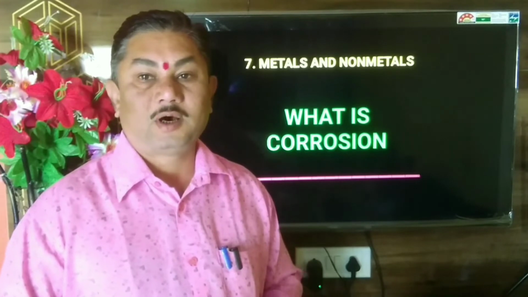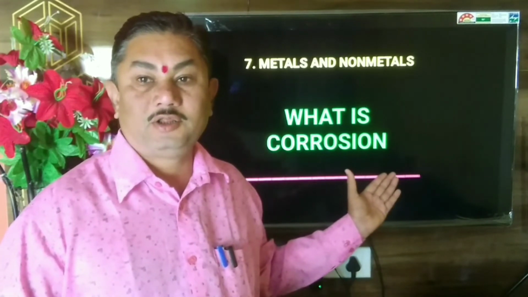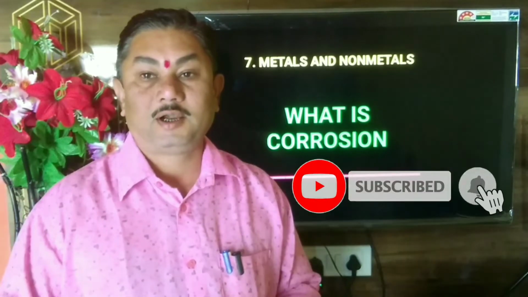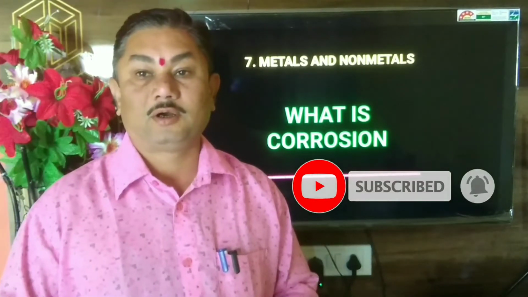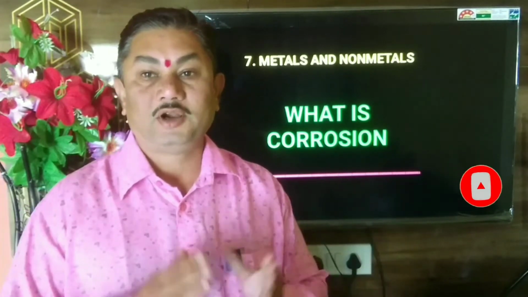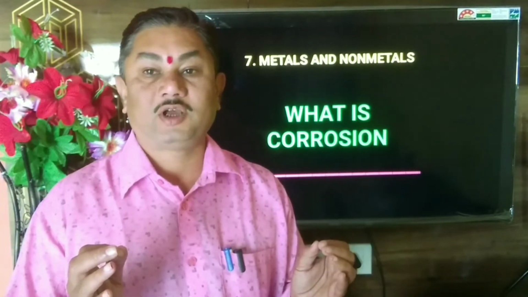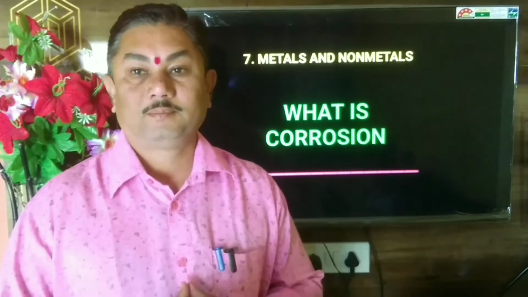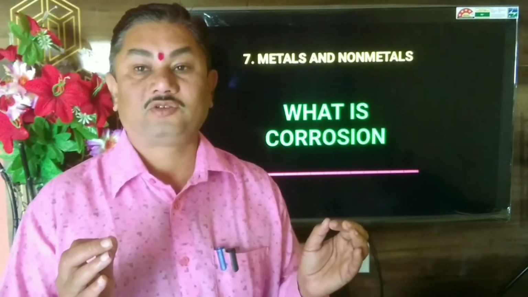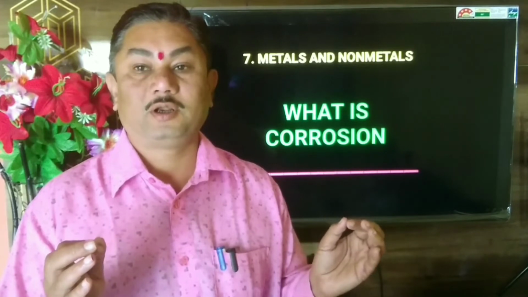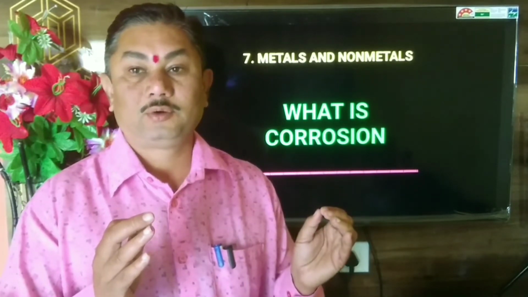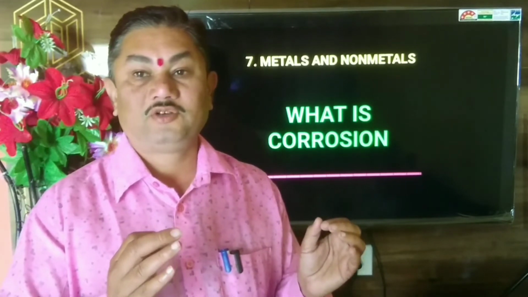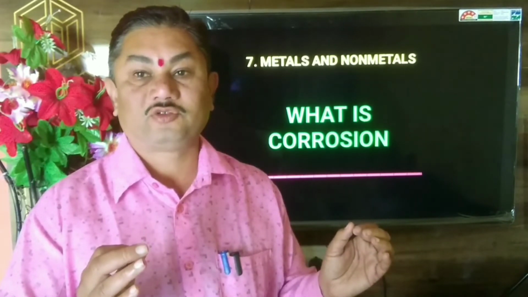Friends, in this part, we see what is corrosion, examples of corrosion, and some preventive measures against corrosion. Friends, generally, metals have luster. Metals look shiny, but as time passes, they appear dull. This is due to corrosion. Corrosion is a very slow chemical process.